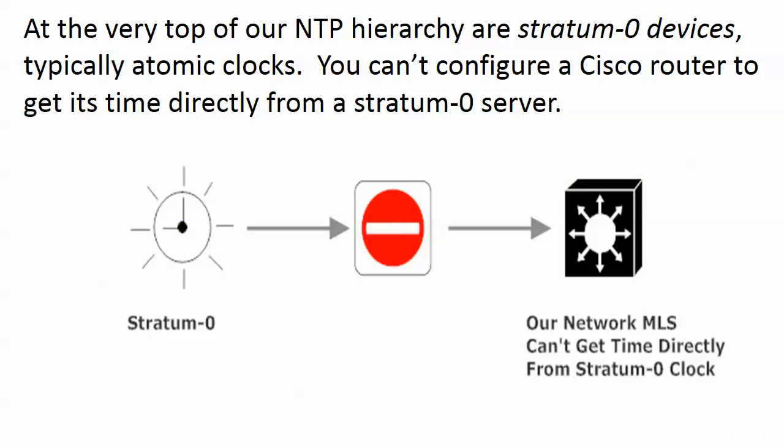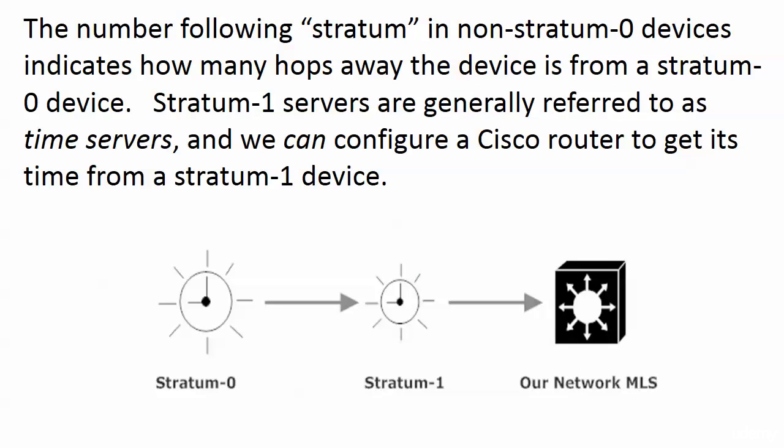Now, as far as that goes, where can we get our time? Well, again, I've got a reminder here. We're talking about the number in stratum being the number of hops away the device is from stratum 0. It is not an indicator of reliability. We're not saying that stratum 5 is twice as reliable as stratum 10, anything like that. It's simply the number of hops.